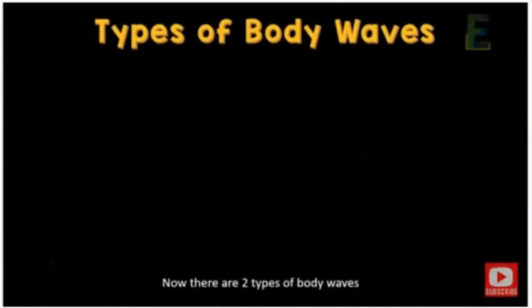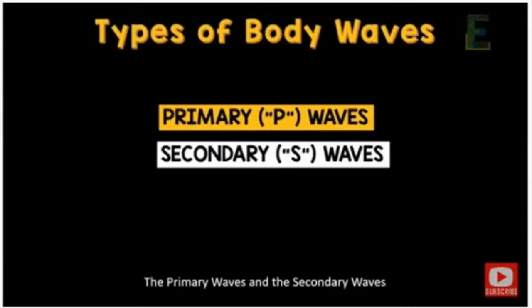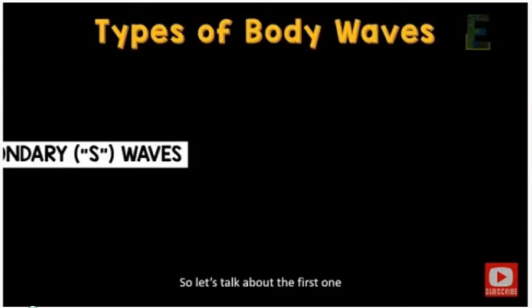Now, there are two types of body waves, the primary waves and the secondary waves. So let's talk about the first one.